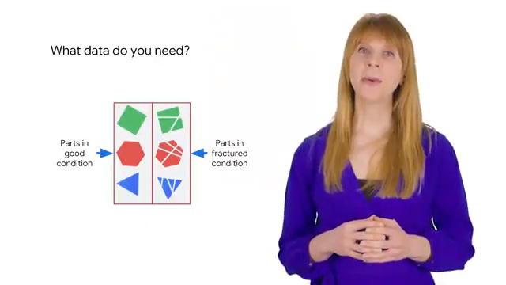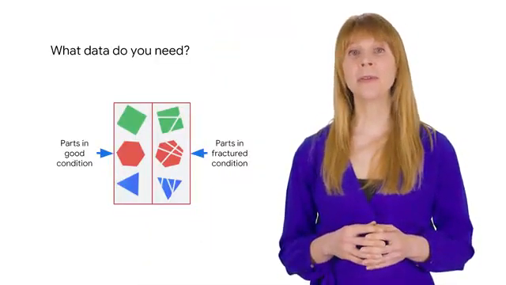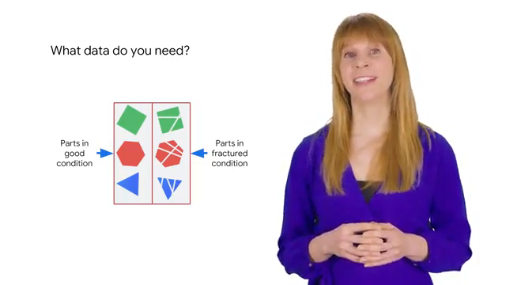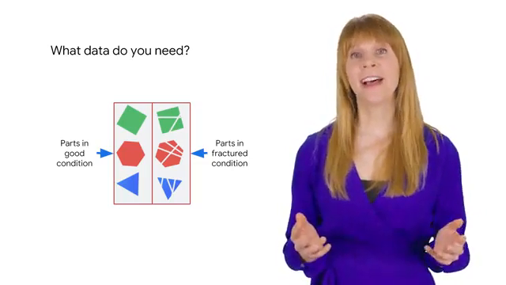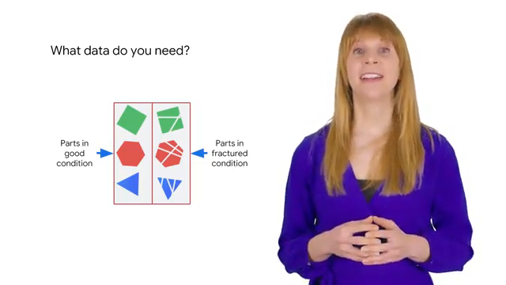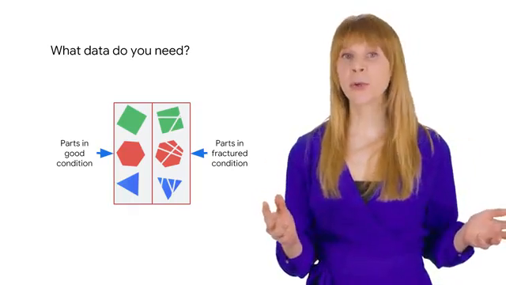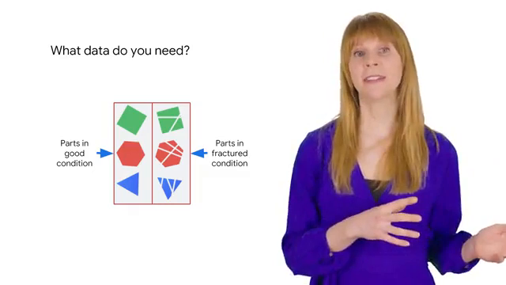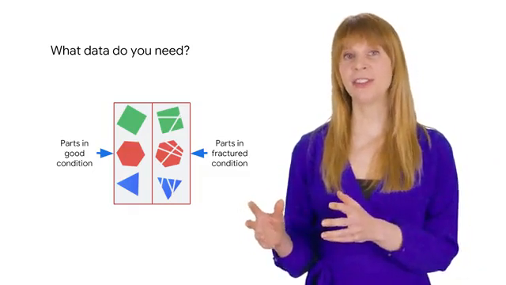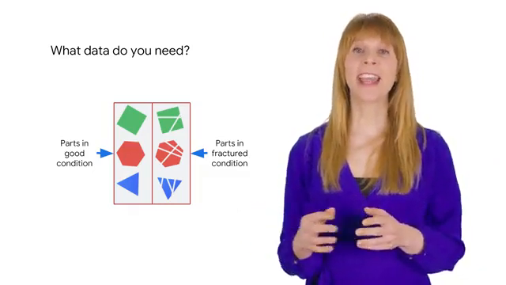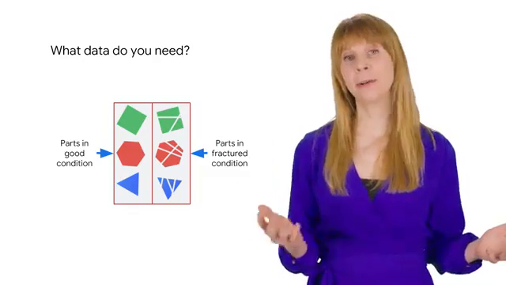The main thing to know is that for machine learning, your models will only be as good as your data is. And more often than not, you need a lot of data. For our example, you'll need a large data set of historical examples of rejected parts and parts in good condition in order to train a model to categorize parts as defective or not.